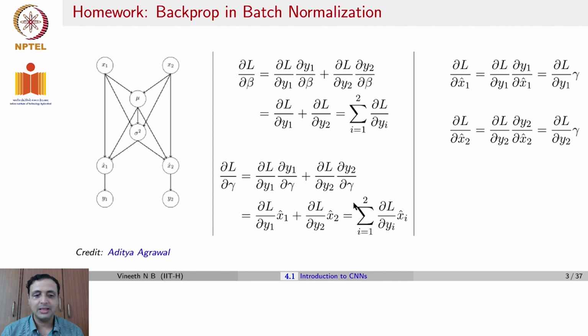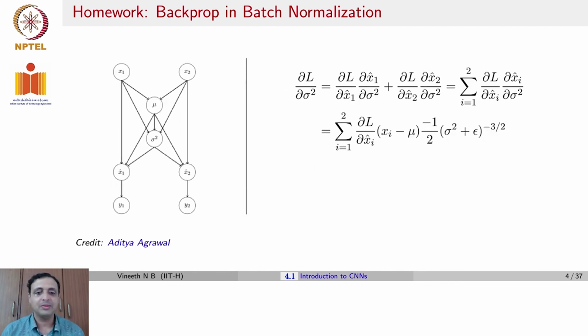The next term is dou L by dou x1 hat. x1 is not a parameter, but we need to be able to compute this so as to propagate the gradient to previous parameters in the network. Dou L by dou x1 hat will be dou L by dou y1 into dou y1 by dou x1 hat. Dou y1 by dou x1 hat is given by gamma, as we just saw. That's what we put in here. And similarly, you would be able to do dou L by dou x2 hat.